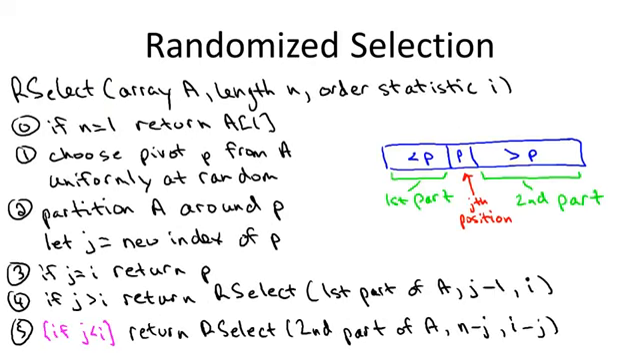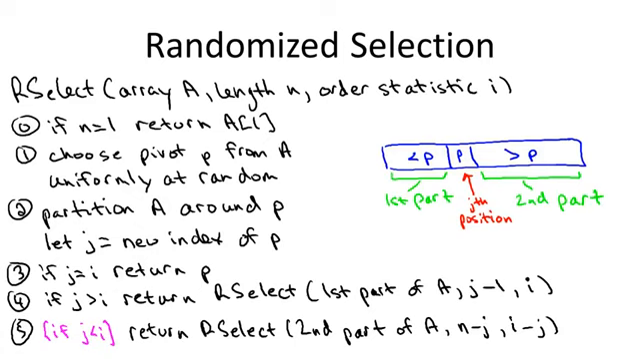Before we plunge into the analysis, let me just make sure you remember what the algorithm is. So it's like quicksort. We partition around a pivot, except we only recurse once, not twice. So we're given an array with some length n. We're looking for the ith order statistic, the ith smallest element. The base case is obvious. If you're not in the base case, you choose a pivot p uniformly at random from the input array, just like we did in quicksort. We partition around the pivot, just like we did in quicksort. That splits the array into a first part, those elements less than the pivot, and the second part, those elements which are bigger than the pivot.